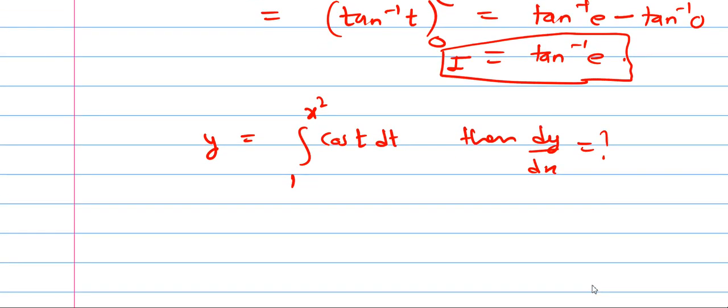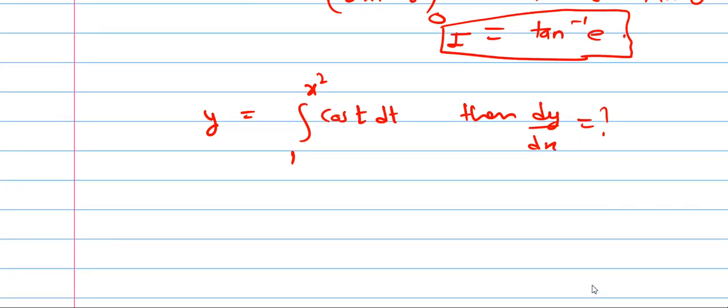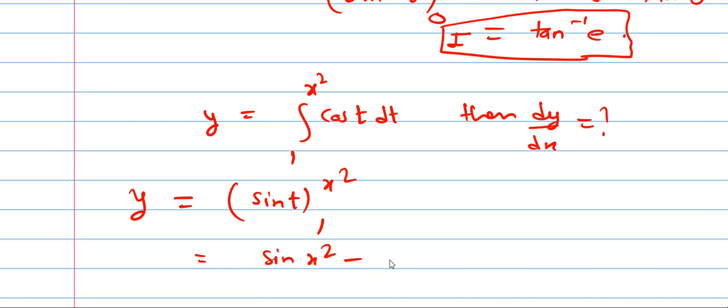Now let's look at one more. So y equal to integration 1 to x square cos t dt. Then what is dy by dx? Okay, so first calculate y. So this becomes cos t integration is sin t, limits are 1 to x square. So substitute upper limit. So this becomes sin x square minus lower limit sin 1. So this is my y.